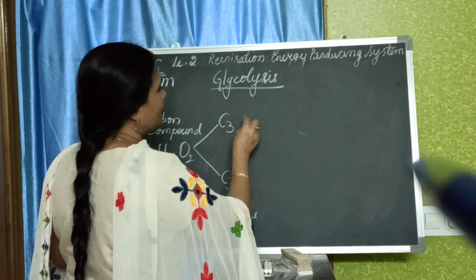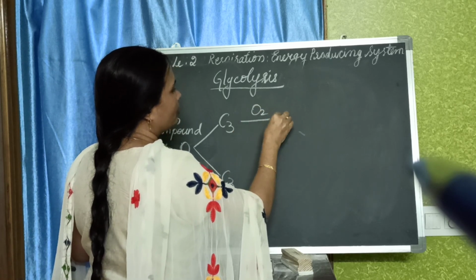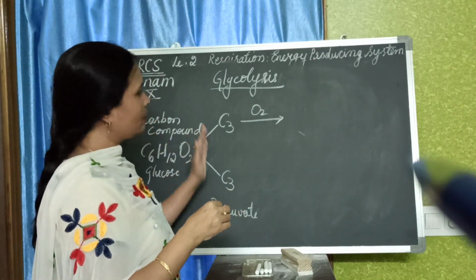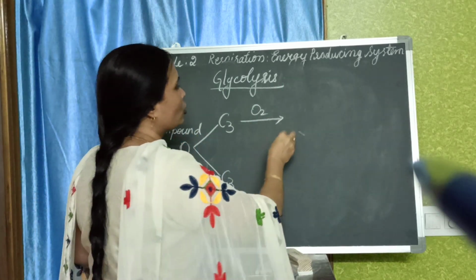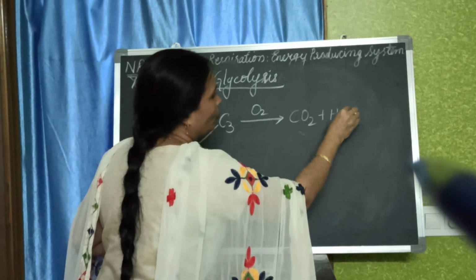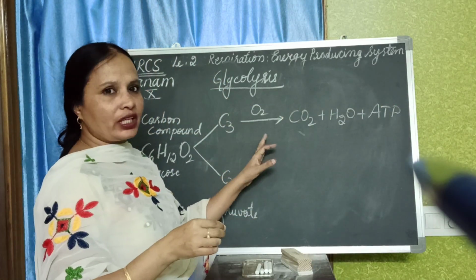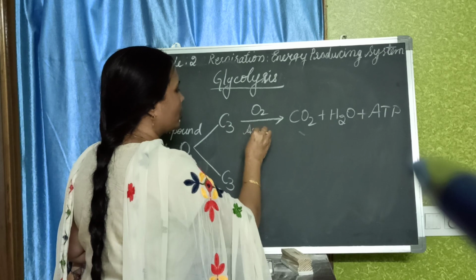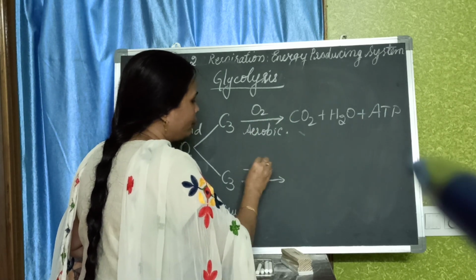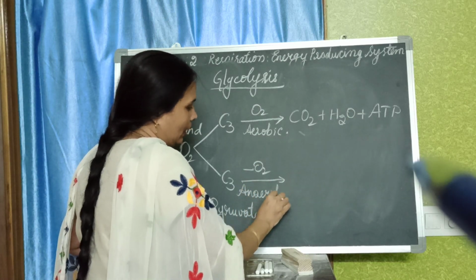From here what happens is, in presence of oxygen, what will happen? CO2, H2O plus ATP molecule is released in aerobic respiration. This is aerobic respiration. Next, in absence of oxygen, this is anaerobic respiration.